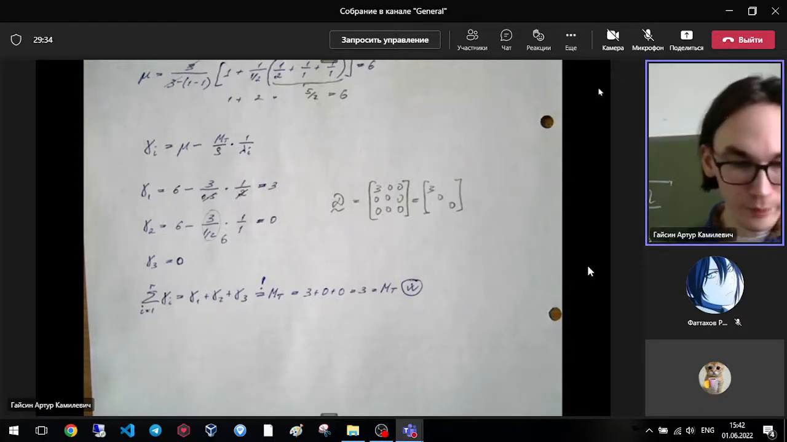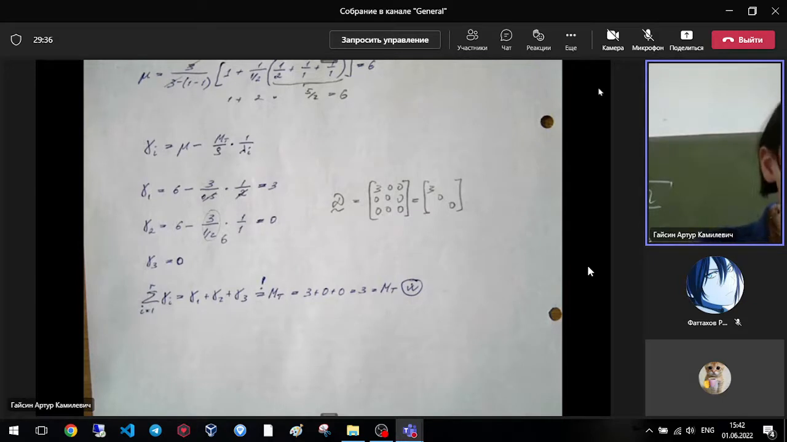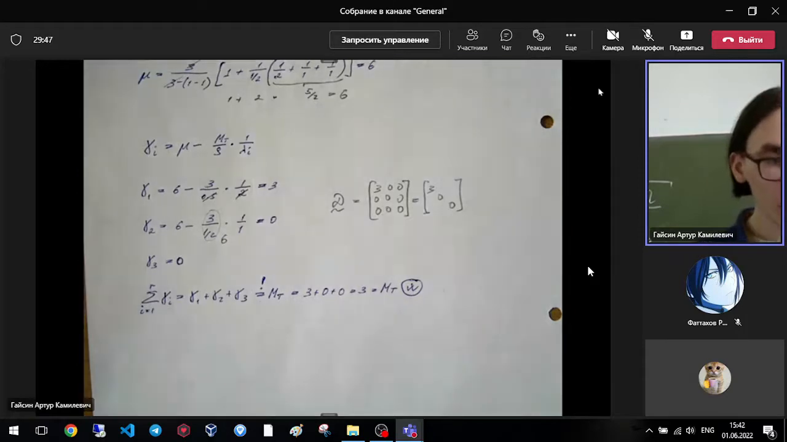So let me check what we should do next. So 1 divided by 2. What we have here for closed loop capacity.